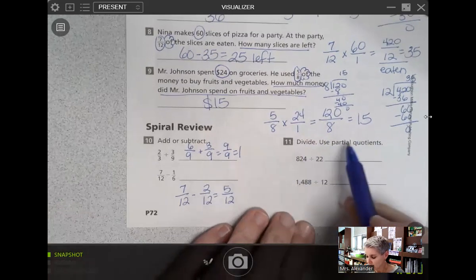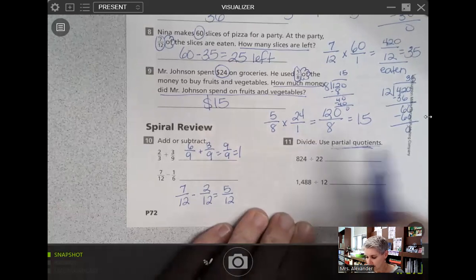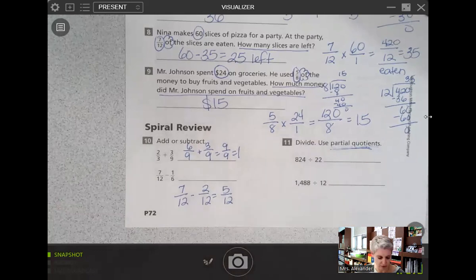They're asking you to divide using partial quotients. If you remember how to do that, go ahead. I'm going to put the answers since I don't have a lot of room here. If you want to pause the video, whether you use partial quotients or if you do true dividing, go ahead and give those a try and pause your video. And when you come back, I'll have the answers for you.